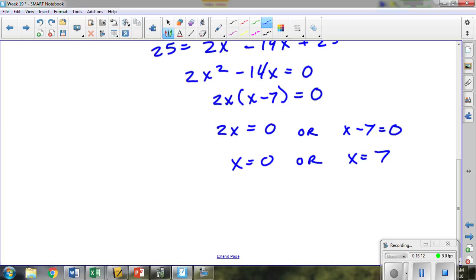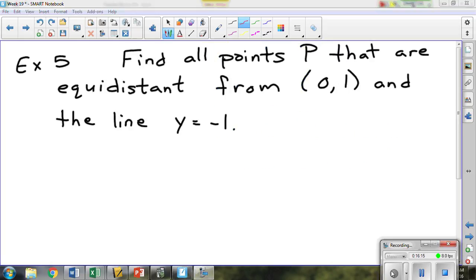Allowing us to finish it off and get these two solutions. Thank you. All right, and our last example for this particular video. Find all the points that are equidistant from (0, 1) and the line y equals negative 1.